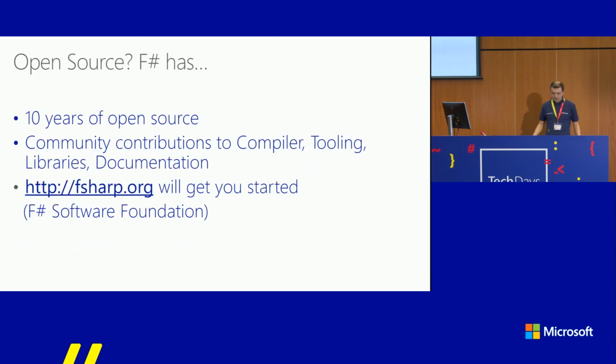Finally, open source. Microsoft is all open source these days, but actually F# was the pioneer of open source in Microsoft. It was open source from day one, I think. And the community is really, really active. They are contributing to the compiler, tooling, Visual Studio Code, everything. Creating libraries, documentation, their own. I think in Microsoft there are just a handful of people working on F#, and all the rest is done by the community. So if you are interested, go to fsharp.org.